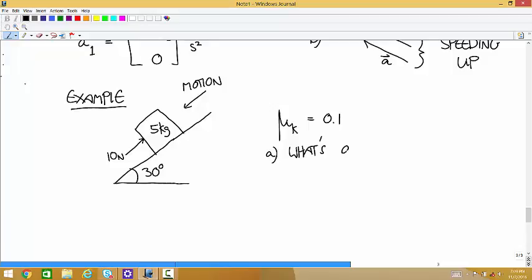So what's the acceleration vector of the block? And second, is it speeding up or slowing down? See if you can work through that together. Ask me questions if you get stuck. Yes?